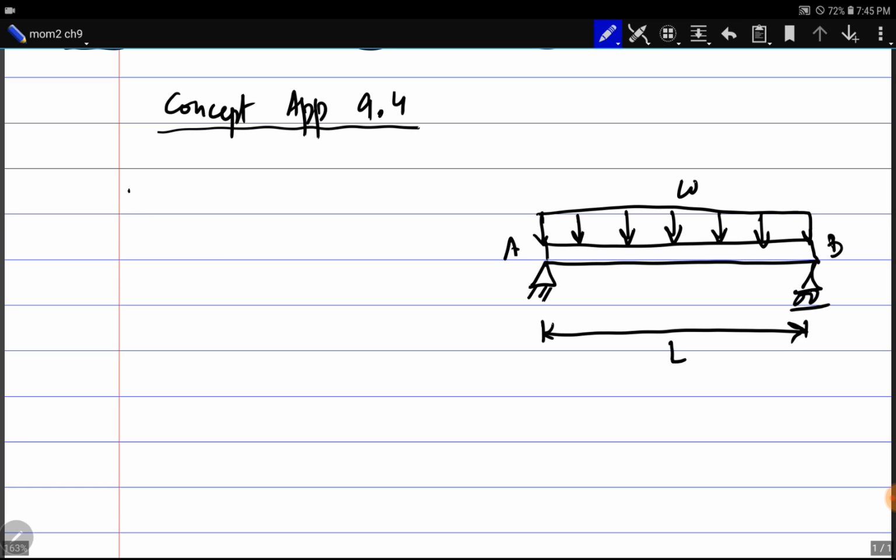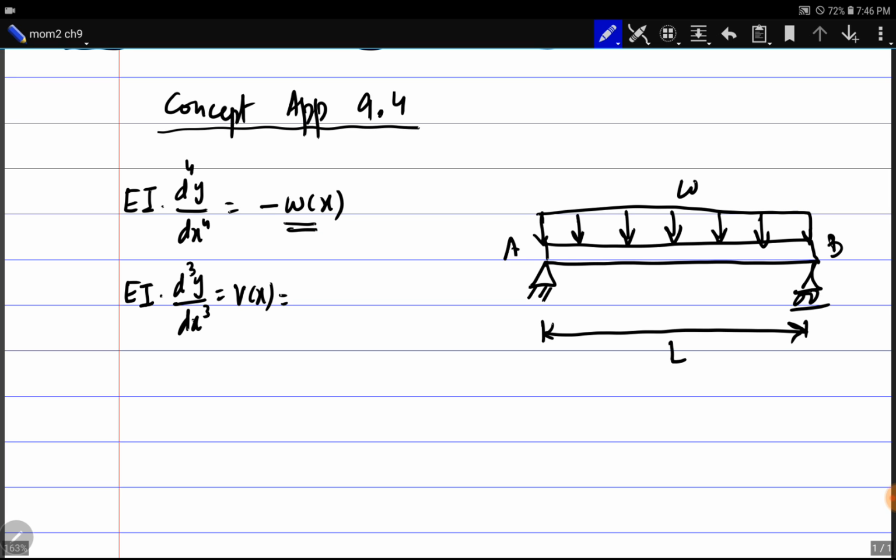We have a fourth order differential equation for distributed loads. It is EI d power 4 y by dx power 4 is equal to minus W. We can integrate this expression. By integrating it once, it becomes EI d cube y by dx cube. This can also be called shear force. Integral of minus W will be minus Wx plus an integration constant C1.